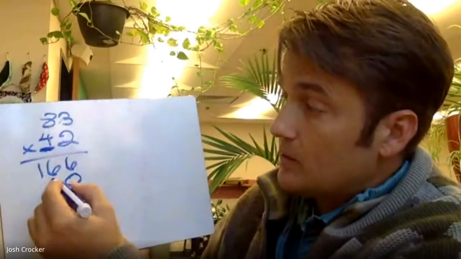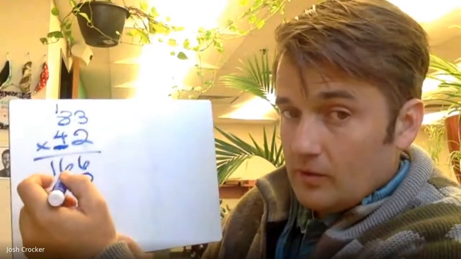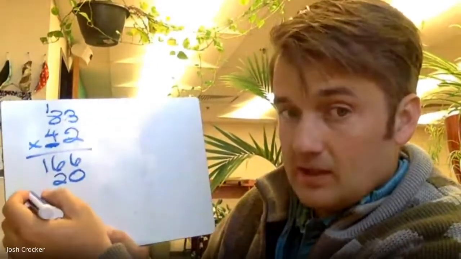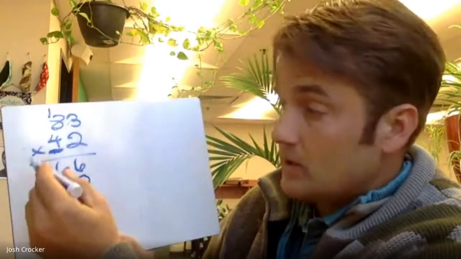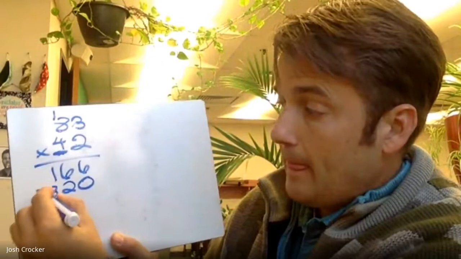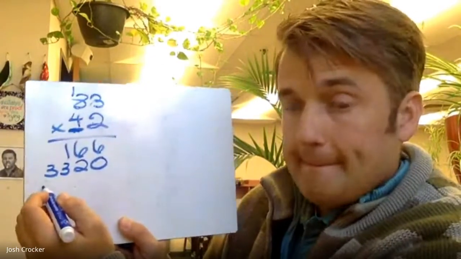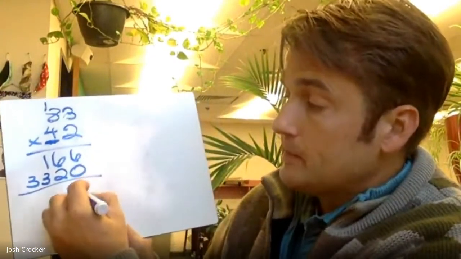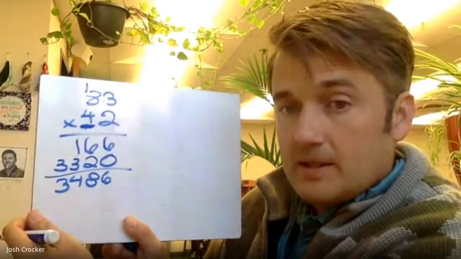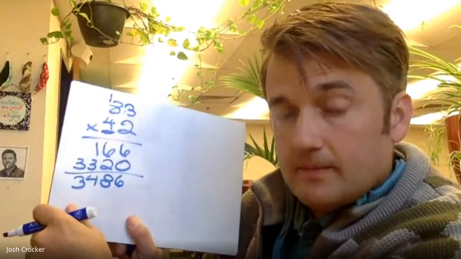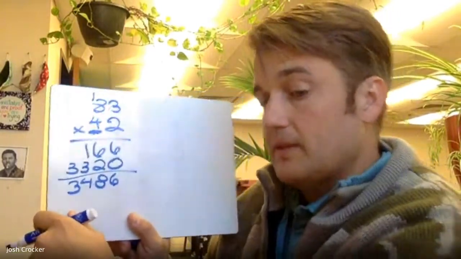4 times 3 is 12. Carry the 1. You don't write 2 digits until you get to the end. 4 times 8 is 32, plus 1 is 33. So 3,486. Okay, that was the same answer we got on the last problem. So this is traditional method. The first way I showed you was box. We'll do one more.